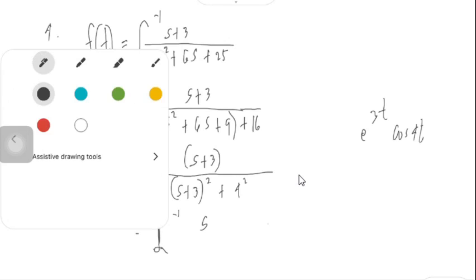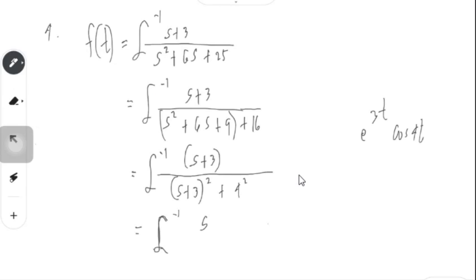Okay, let's continue. Sa halip na s plus 3, gawin ko na lang s. Then divided by s squared plus 4 squared. But take note, yung s ko, actually, your s is actually s plus 3. Di ba? Yung s, actually s plus 3. O yung s plus 3, ni-replace ko ng s alone. So, tatanggalin ko muna yung itong s plus 3.